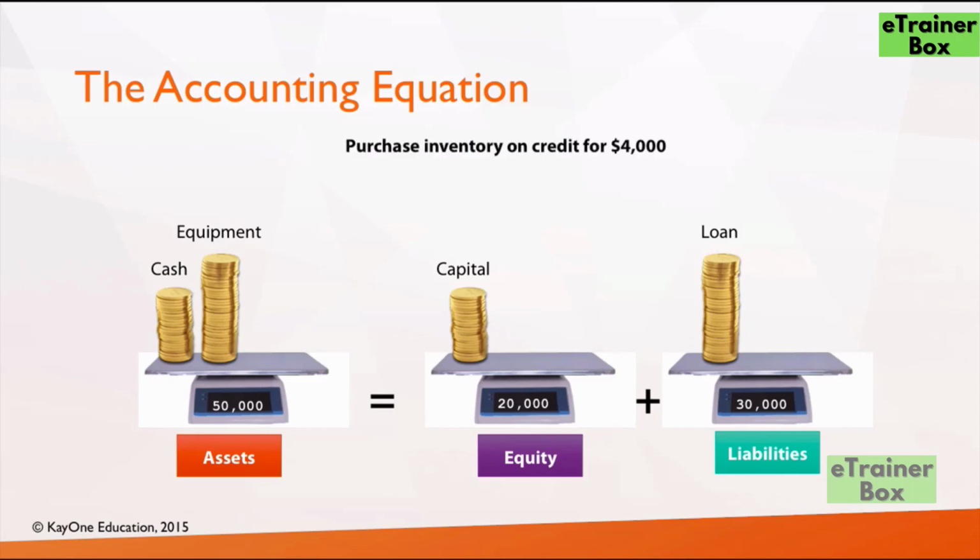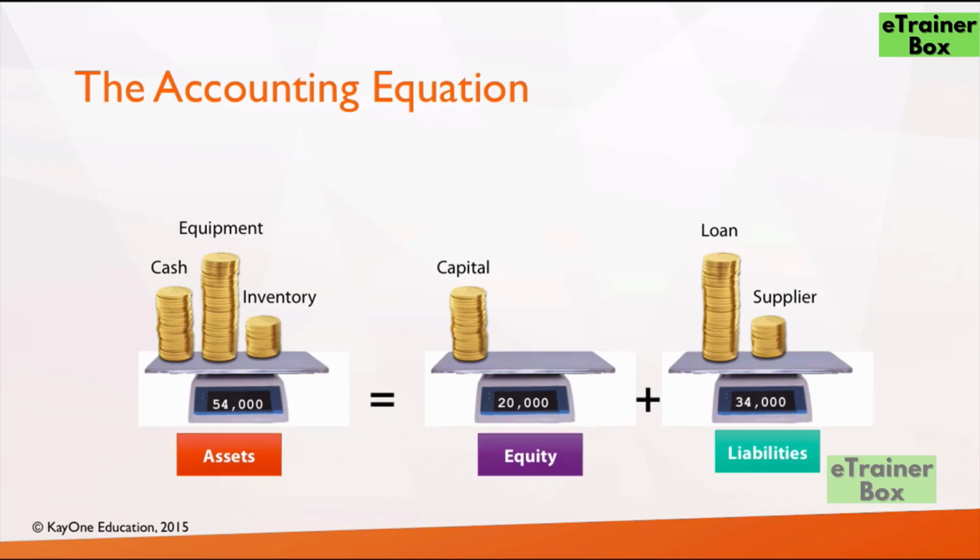Next, assume that you purchase inventory on credit for $4,000. Inventory is an asset because the business owns it, and therefore it appears on the asset side. And now the total assets go up by 4,000 to 54,000. And on the liability side, since you've bought it on credit, you need to pay the vendor, you need to pay the supplier. Therefore your liabilities increase from 30,000 and become 34,000. Now look at the accounting equation again. It's still in balance. 54,000 equal to 20,000 plus 34,000.